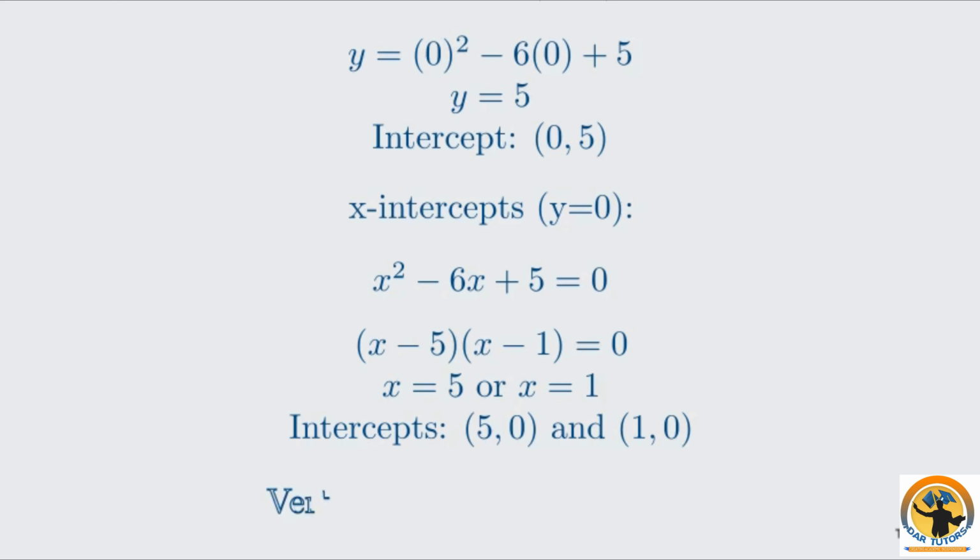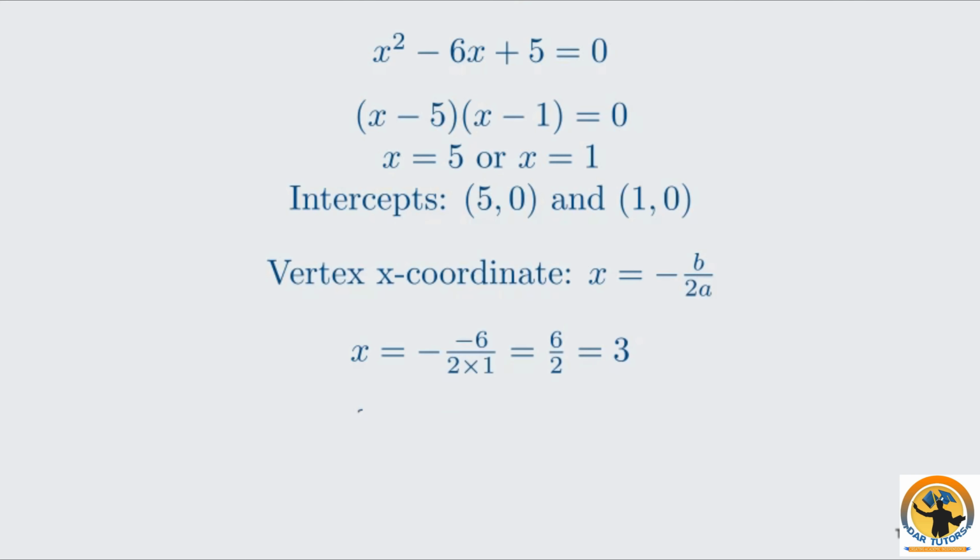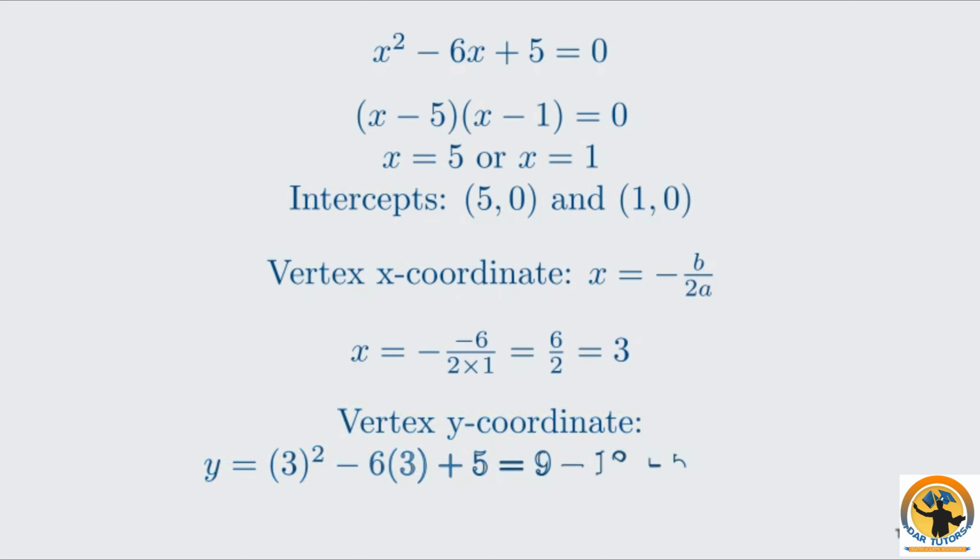Finally, let's find the vertex. For the quadratic y equals x squared minus 6x plus 5, a equals 1 and b equals negative 6. The x-coordinate of the vertex is negative b over 2a. X-coordinate is negative negative 6 over 2 times 1, which is 6 over 2, or 3. To find the y-coordinate, we substitute x equals 3 back into the original equation. y equals 3 squared minus 6 times 3 plus 5. This is 9 minus 18 plus 5, which equals negative 4. So the vertex is at the point (3, -4).